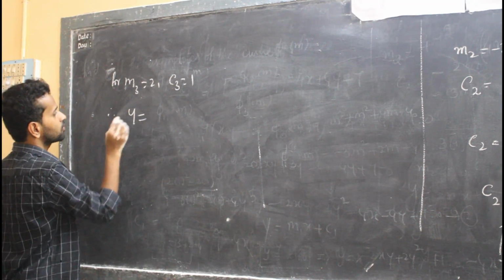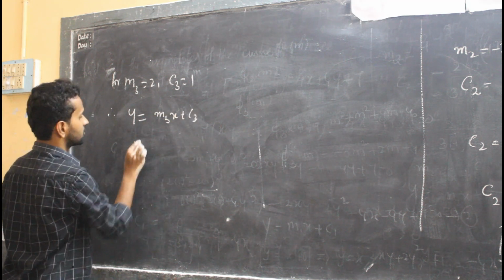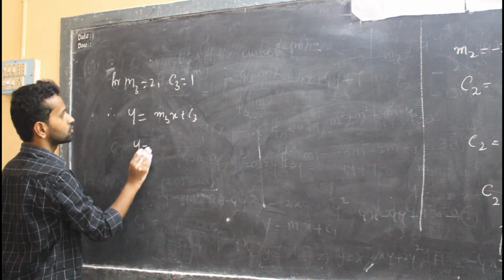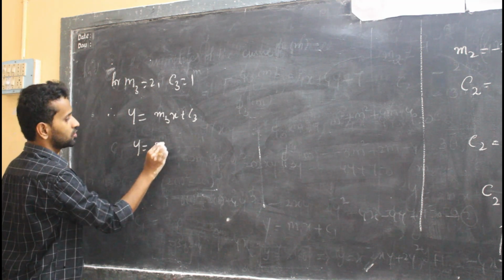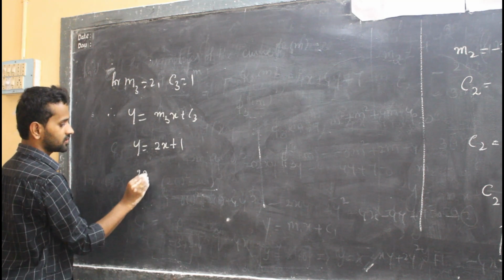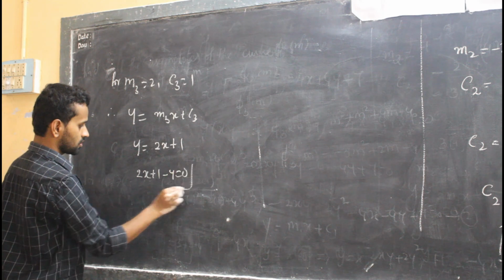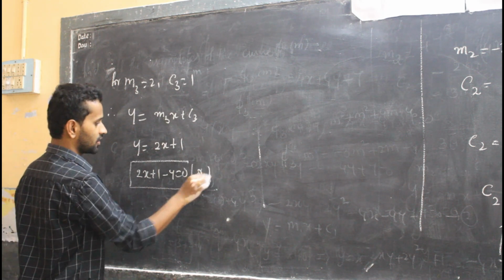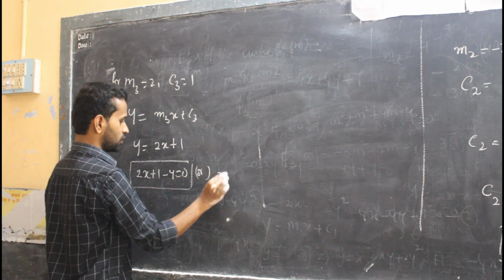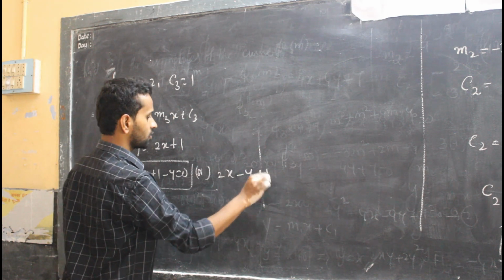My asymptote y equal to m3 of x plus c3, where m3 is 2, becomes y equal to 2 into x plus 1. So this becomes 2x plus 1 minus y equal to 0. In the standard form I can keep it as 2x minus y plus 1 equal to 0.